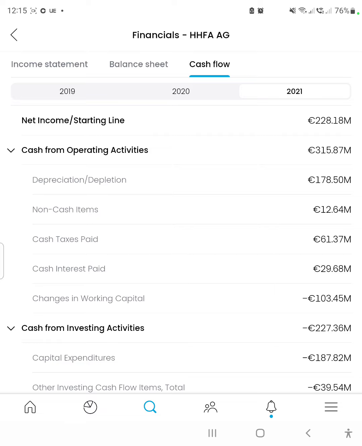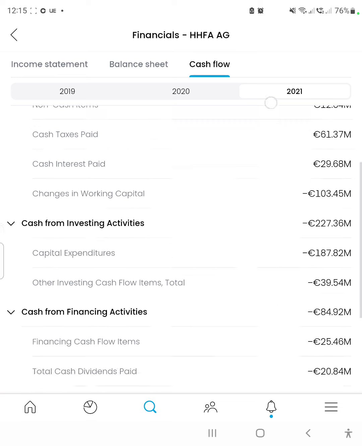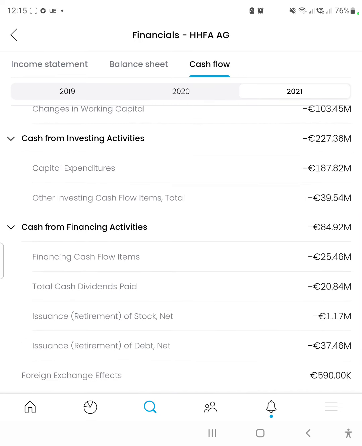Let's get into the cash flow from operating activities, which was 315.87 million euros, which is really good. The cash flow from investment activities was 227 million euros. They had spent on capital expenditures and other cash flow items. 187 million euros was spent on capital expenditures, so that goes into expanding property, plant, and equipment.